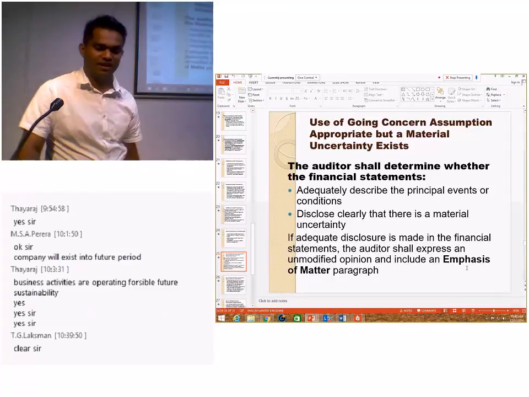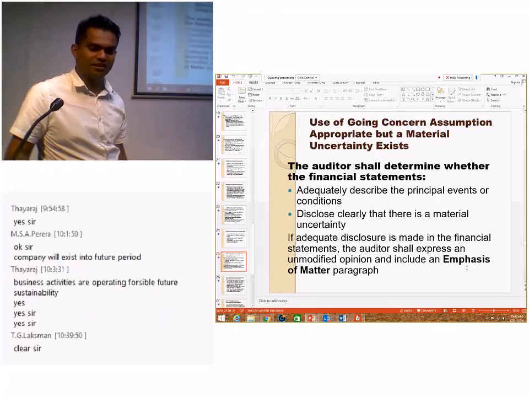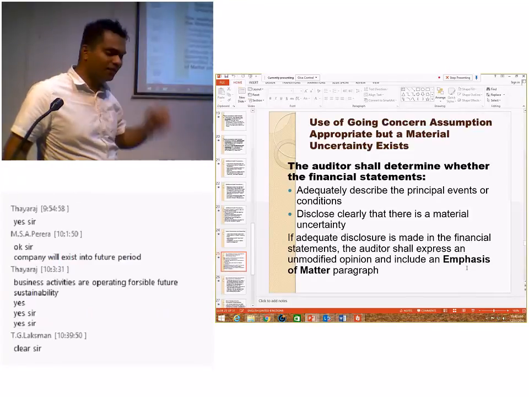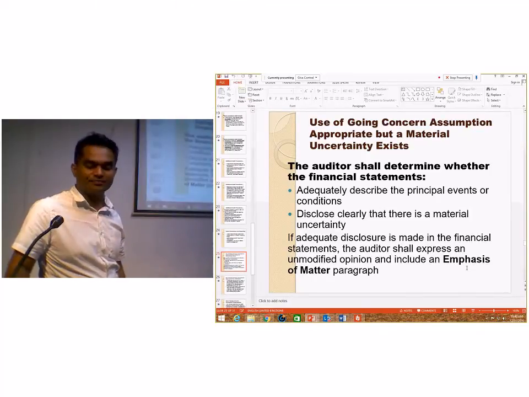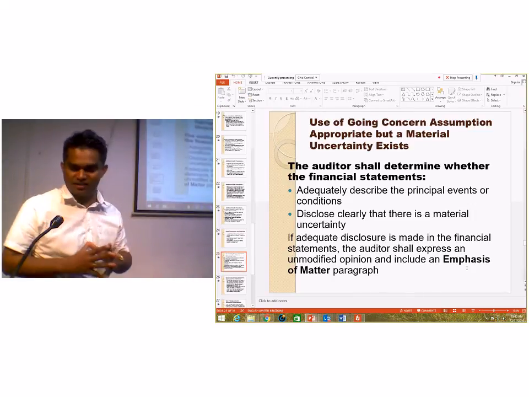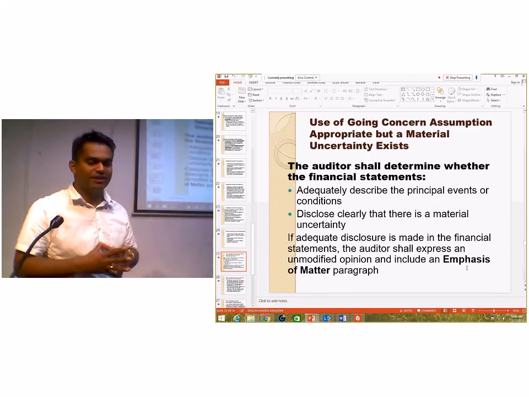Right. Now the important point is this. Management has prepared the financial statements by making the assumption that the business has a going concern. But as the auditors, we have a reasonable, material or significant doubt in our mind whether this business has a going concern or not. Management is making the assumption that the business has a going concern, but we have a doubt.